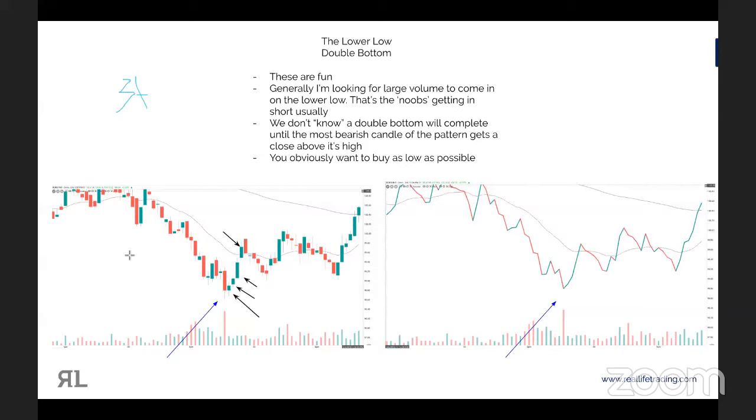Or how should we play this trade? And the answer is on the retest. Okay, the retest of what? The neckline. All right, where's the neckline? And the answer is that first bearish candle. That high, that little pivot right there. So I'm looking at getting in on a pullback right here. That would be my play.